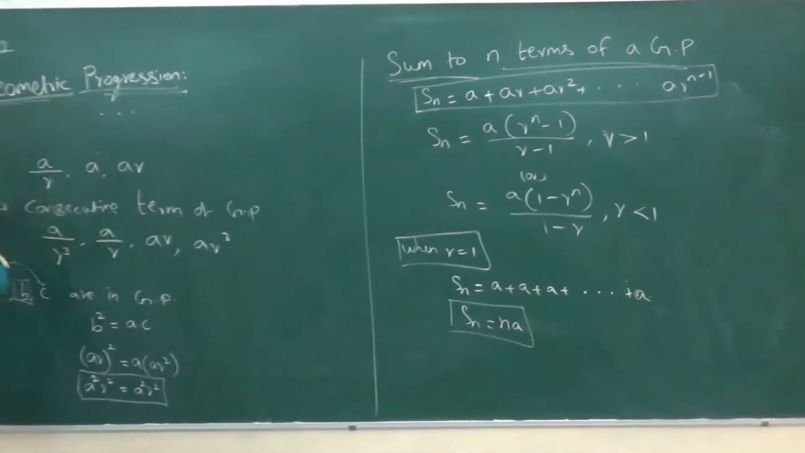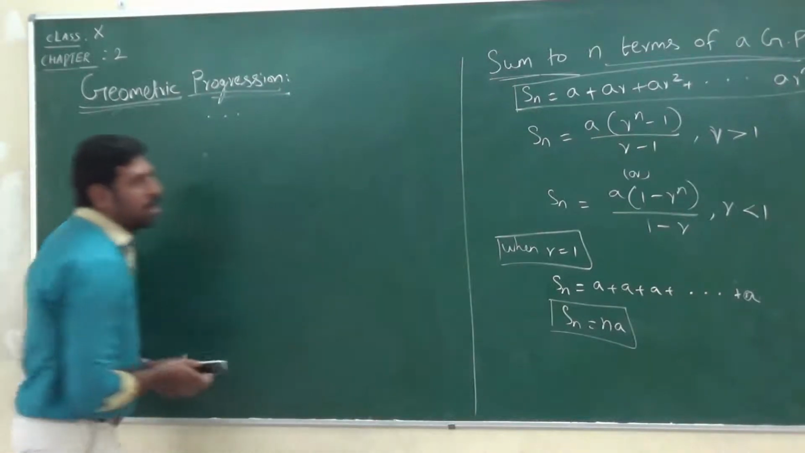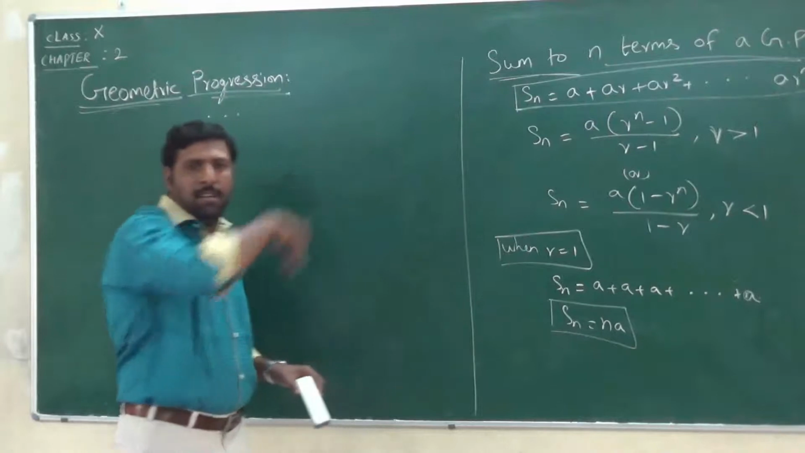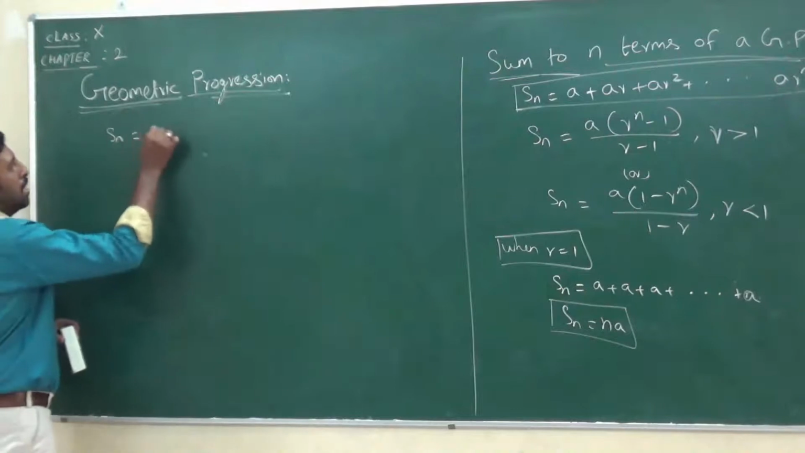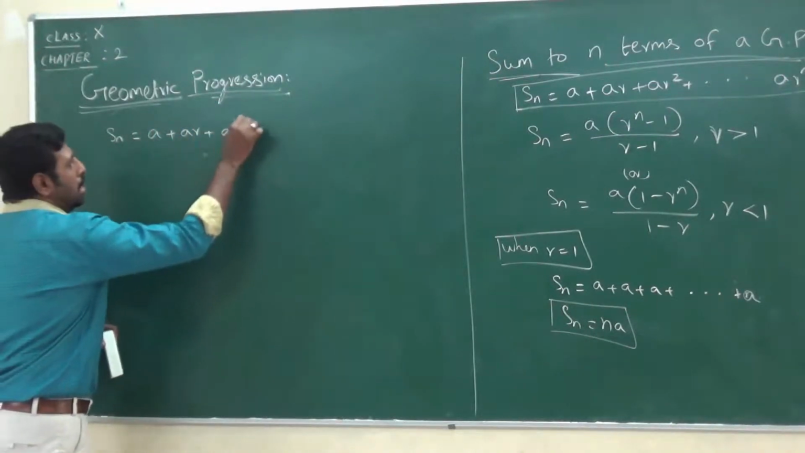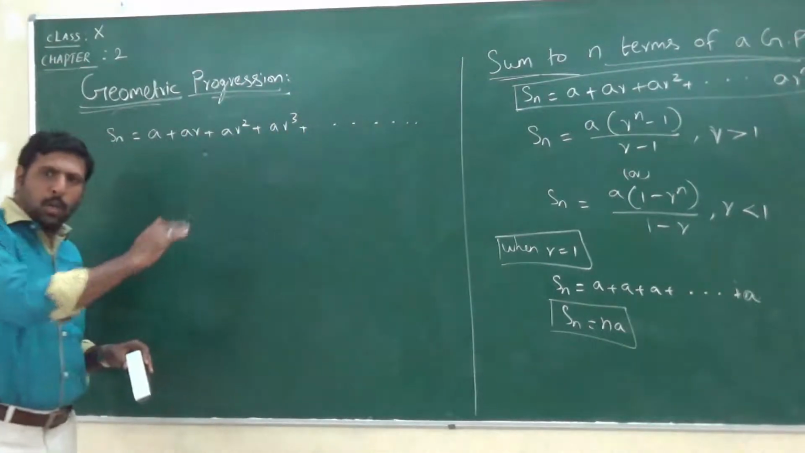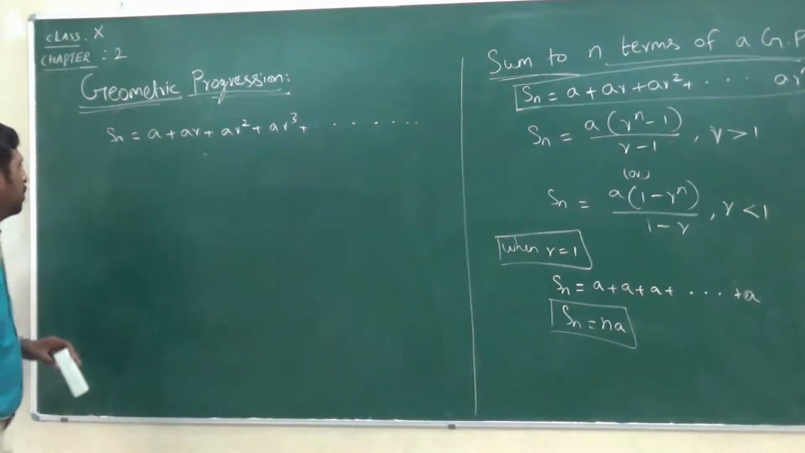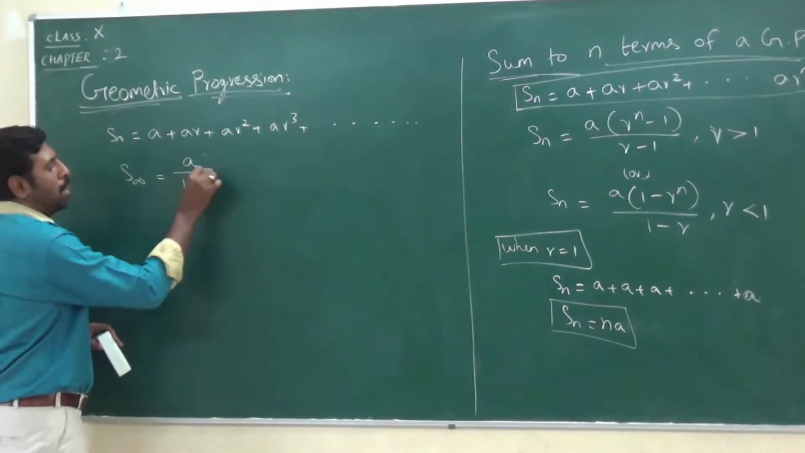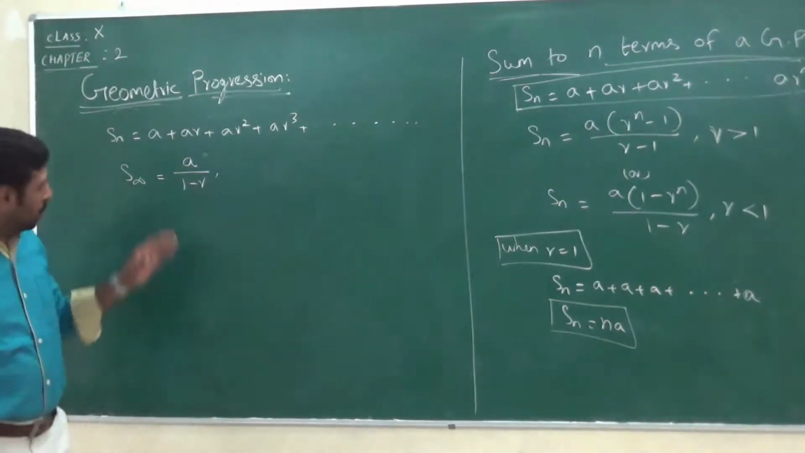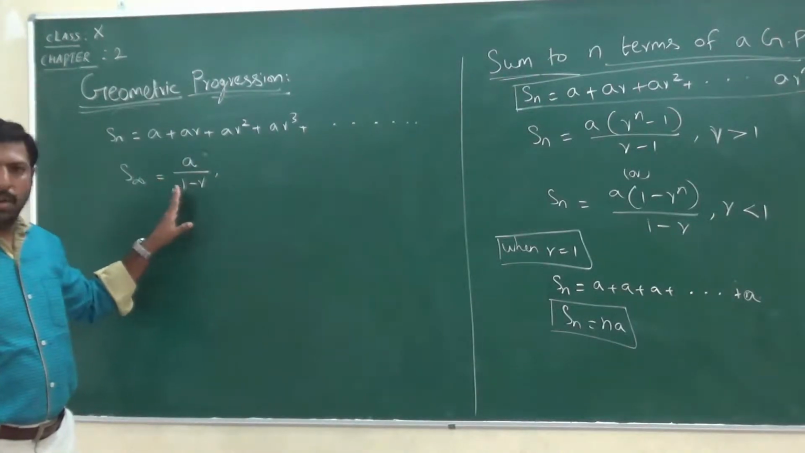Let me take this. Here, Sn is the sum up to the last term, the nth term. Suppose the sum is of infinite terms, that is A, AR, AR square, AR cube, and it goes on. There is no nth term, it goes on to infinity, so we have the formula S infinity is equal to A divided by 1 minus R. If we want to find the infinite sum of this GP, this is the formula: S infinity is equal to A divided by 1 minus R.